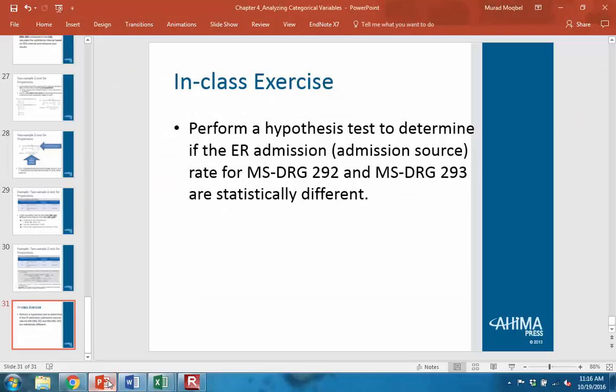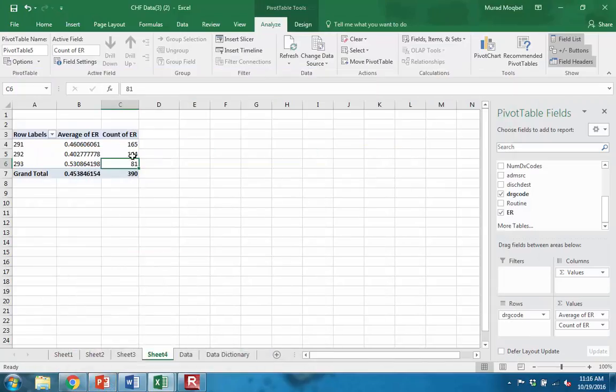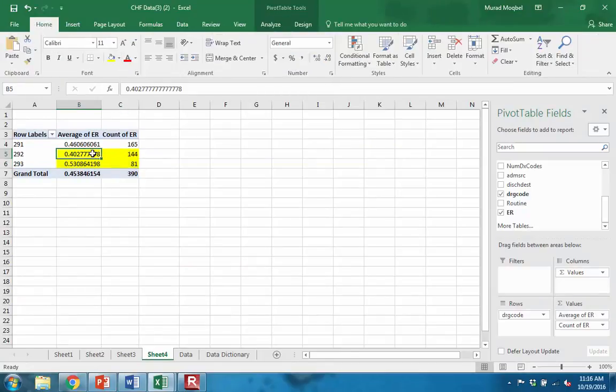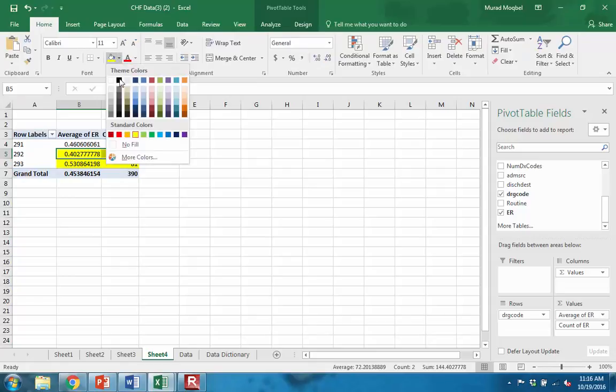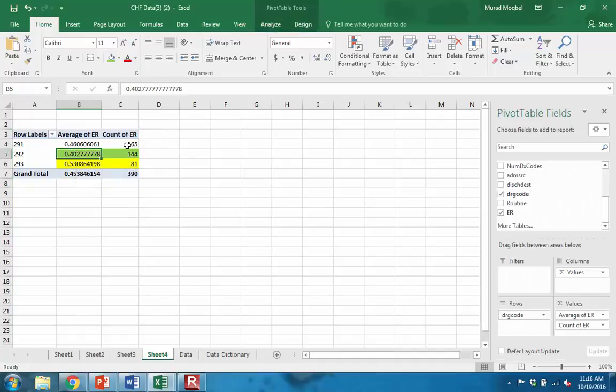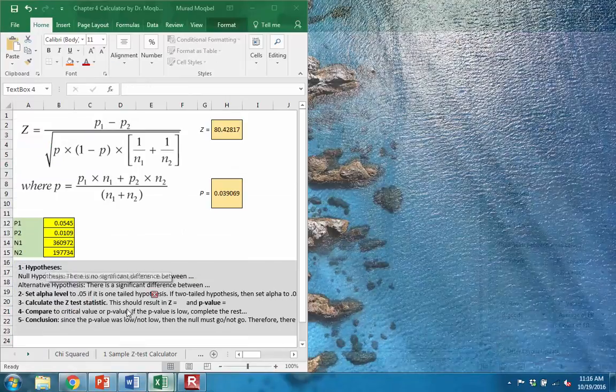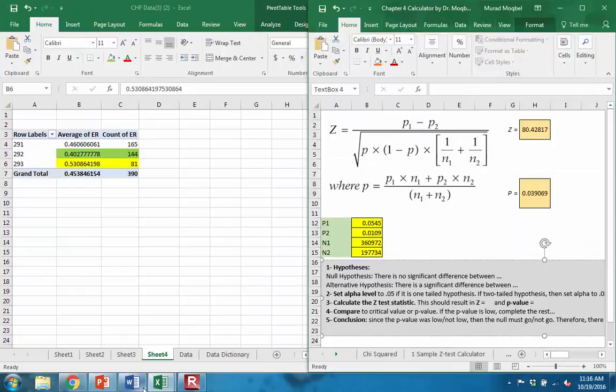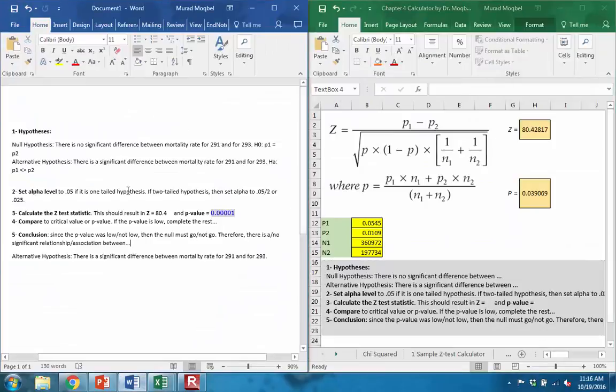And let's go back here, 292 and 293. So those are the ones that we are interested in. All right, maybe you can just put them in different colors, that way we have our sample. We can call this proportion 1, proportion 2. All right, so now we have our proportions. All we will need to do now is to use the calculator. But before we do that, we will need to put it in a hypothesis testing.